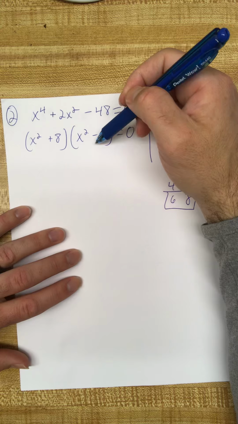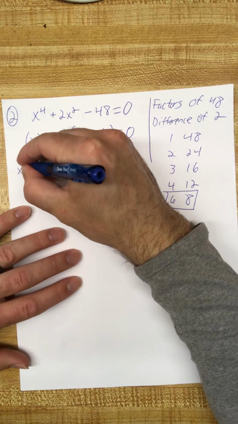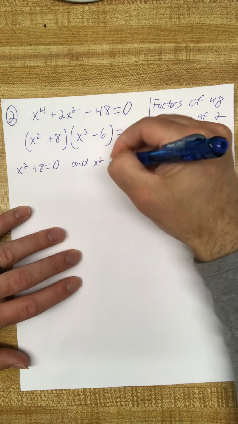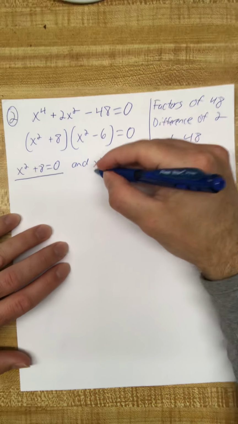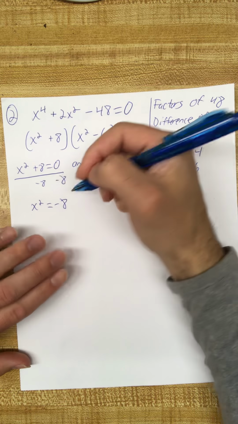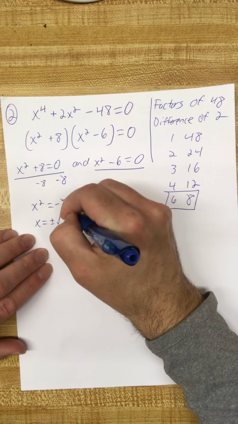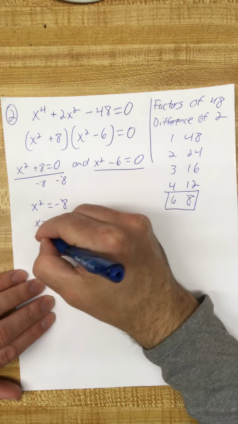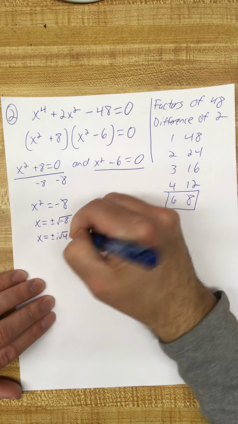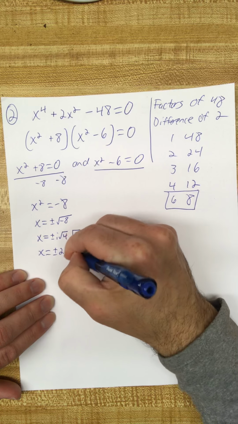Sorry that was the same as last time, but anyway, can't factor either of these. Okay, so just set them equal to 0. x squared plus 8 equals 0, and x squared minus 6 equals 0. Subtract 8 from both sides, so x squared equals negative 8. That's a problem. x squared cannot equal a negative. So x equals positive and negative square root of negative 8. Simplify this. Positive and negative i, we'll break it into root 4 and root 2. So x equals positive and negative 2i root 2.